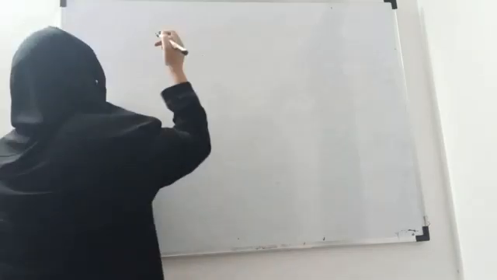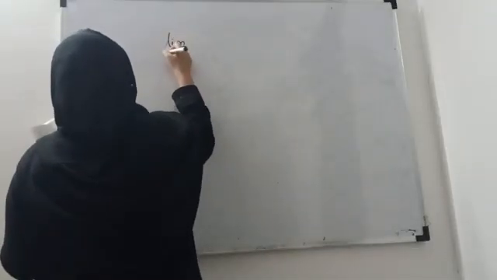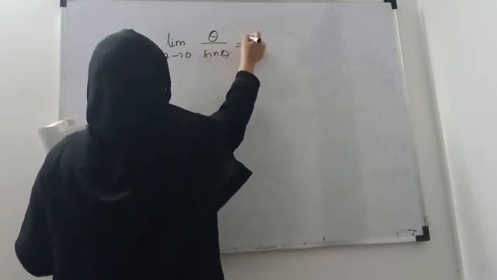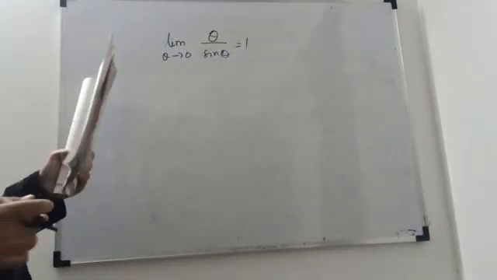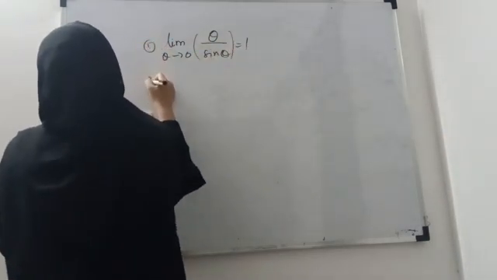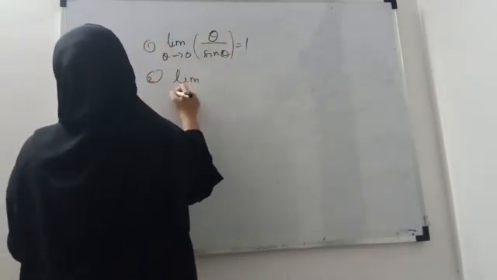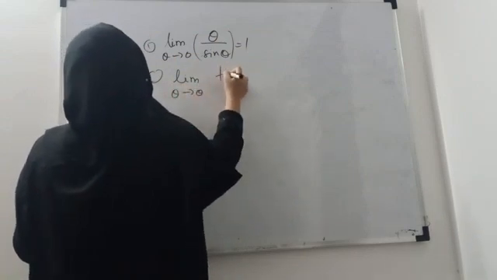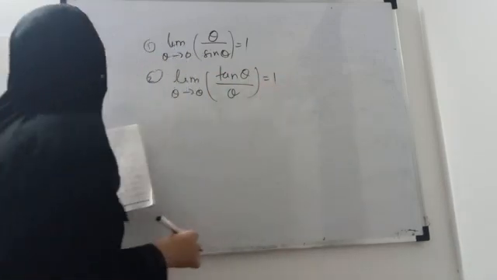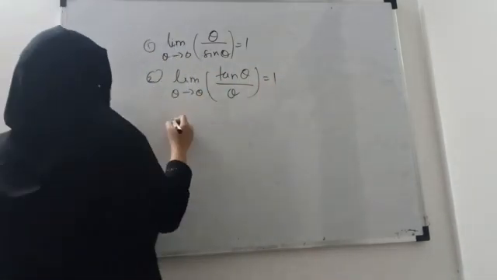So it is given on page number 145. As we have seen, limit theta tends to 0, sin theta upon theta is 1. So you can reverse that. Limit theta tends to 0, theta upon sin theta is also equal to 1. You can reverse the function. Okay. Second, same thing is applicable for tan theta as well. Okay. And you can also reverse it.